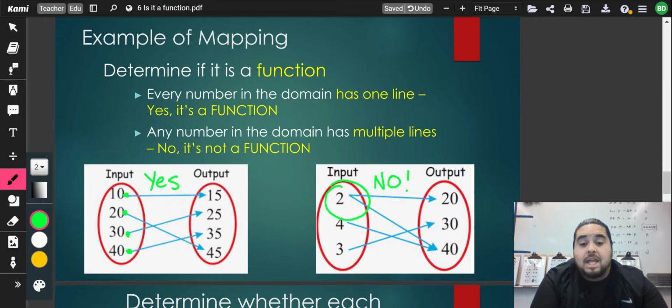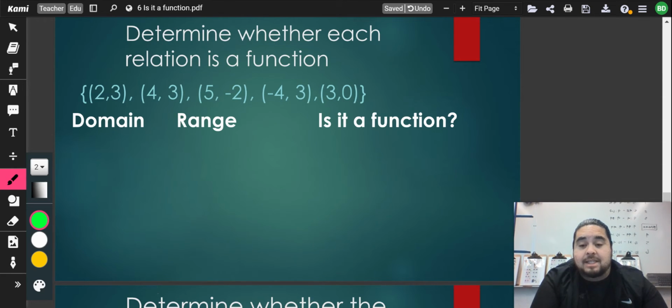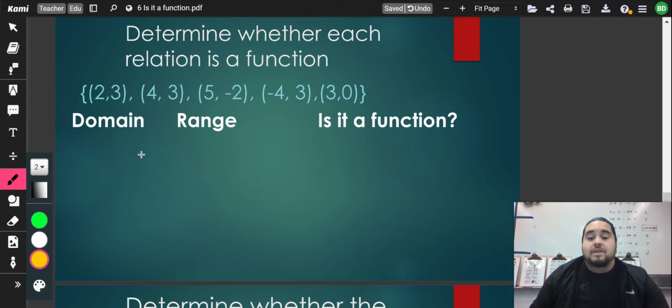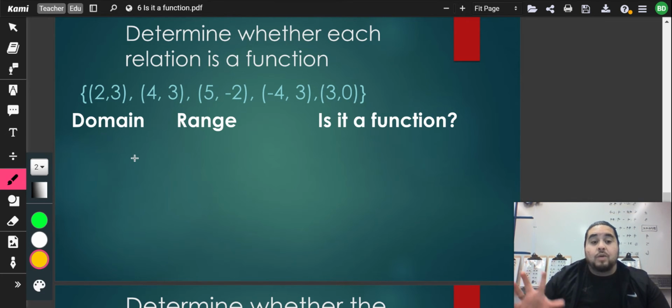Okay? Now, if we were doing this from scratch, like in this example, we have our ordered pairs and we would have to create the mapping. So what we're going to do is we're going to remember two things for making a mapping. The first is that you write the numbers in order from least to greatest. And the second is that you always omit repeats. So you don't write a repeat. If it happens twice in the domain or the range, you don't write it twice.